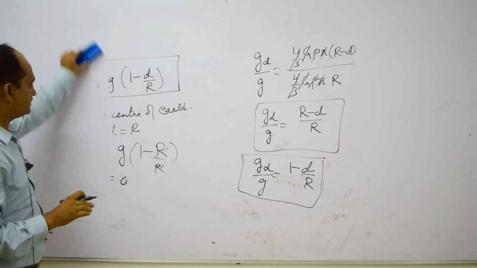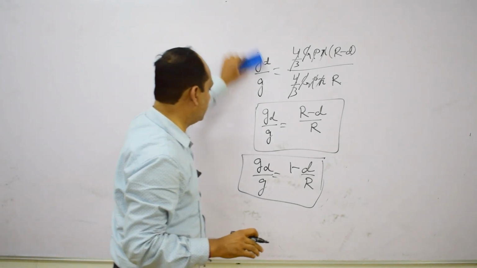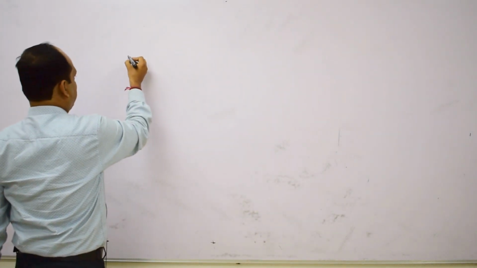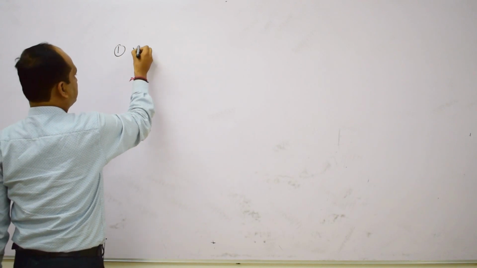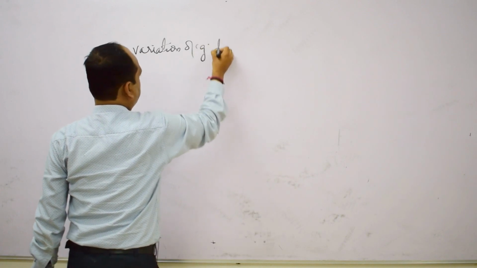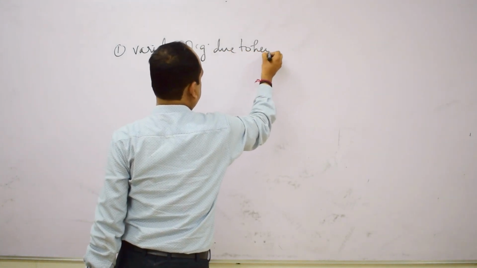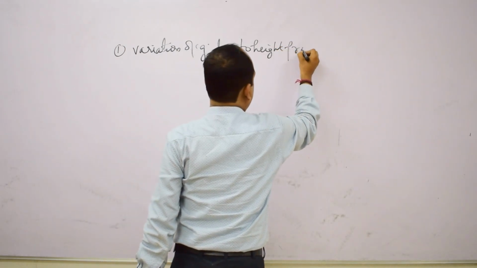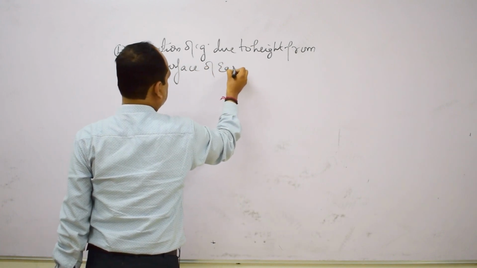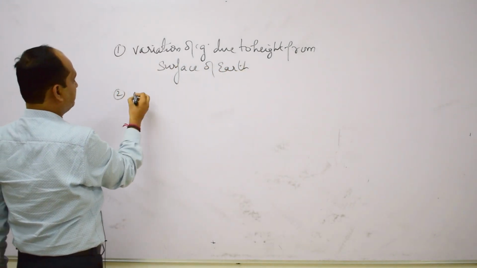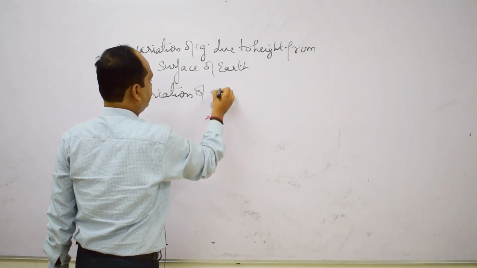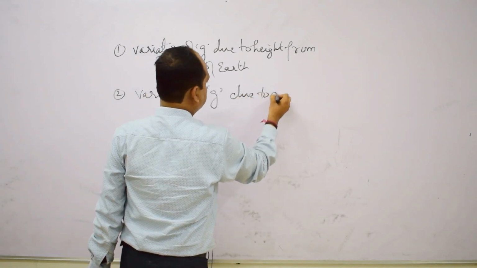Now today we have discussed the variation of small g at a point h from the surface of earth, that is, variation of g due to height from the surface of earth, and in the second case we have discussed variation of g due to depth.